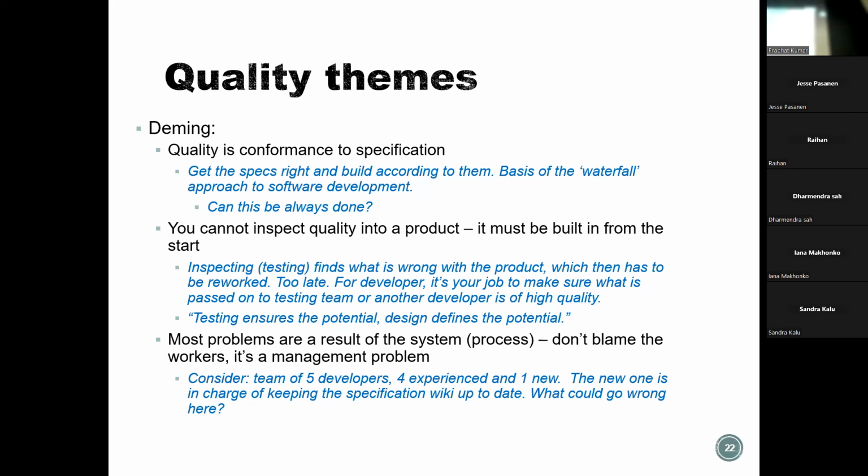The third one is most problems are a result of a system. Don't blame the workers. It's a management problem. So if in a team you have 5 developers and 4 are experienced and 1 is new, and the new one is in charge of keeping the specification up to date, what could be wrong here? If there are 5 people and 4 are experienced, then you should give those tasks to the experienced people compared to the new one.